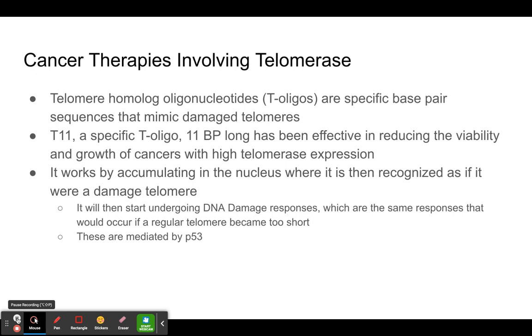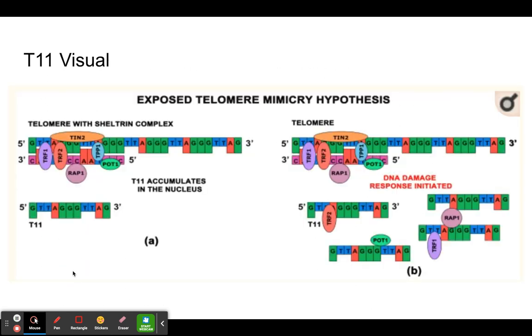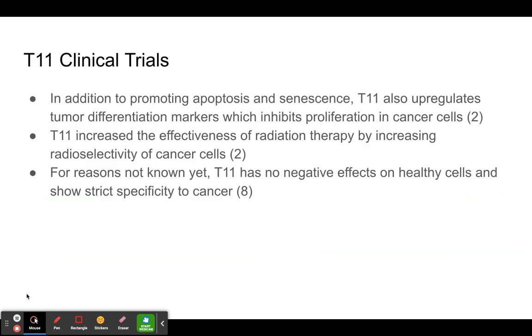Interestingly enough, this process is mediated by p53, which is a checkpoint protein that we learned about in class. T11 is a specific T oligonucleotide that researchers have been working with. We can see on the bottom left the actual base pair sequence of T11. And not only is T11 good at essentially tricking the cell into going into apoptosis, but it also has a number of other benefits, making it a promising cancer therapy.